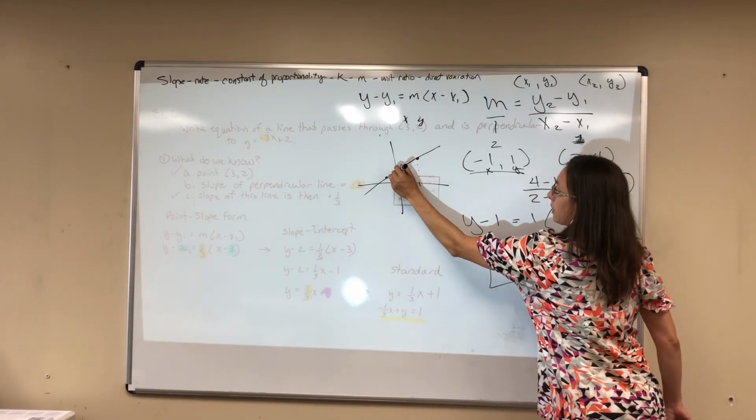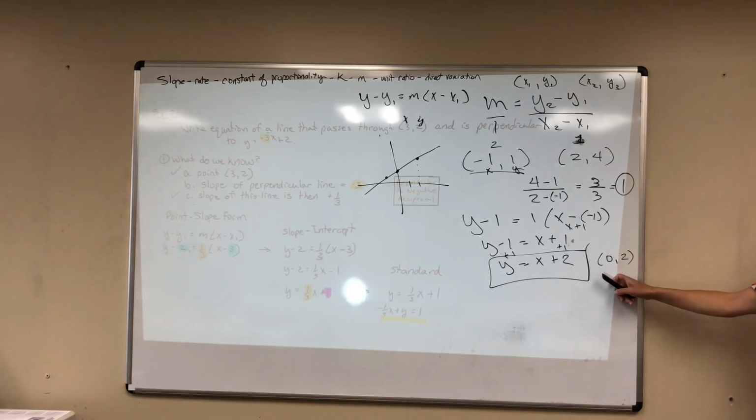Does it cross at 0, 2? Yes. Yeah, perfect. Okay. Where does it cross the x-axis? What is the x-intercept? The x-intercept answers the question what?